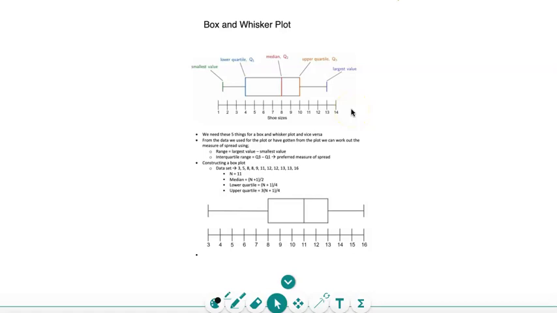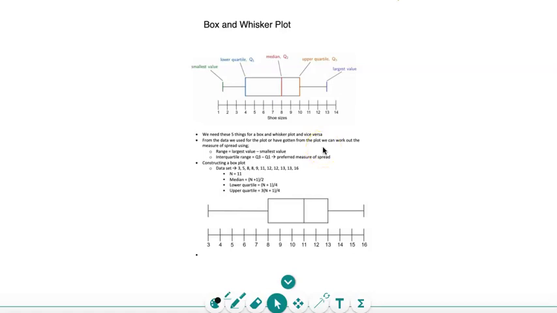Now, when a box and whisker plot has been plotted, there are 2 main things that we can get from this graphical representation, not including what we've used already to plot this graph. And this is the range and the interquartile range. These 2 things are a measure of your spread. Your range is a subtraction of your smallest value from your largest value, and your interquartile range subtracts your lower quartile from your upper quartile.